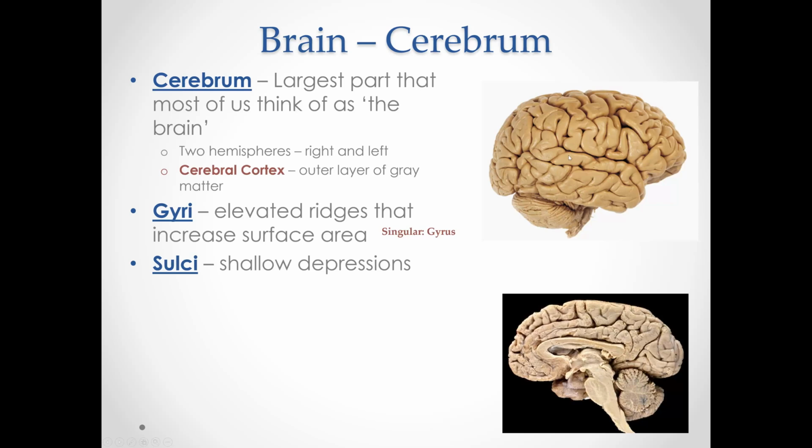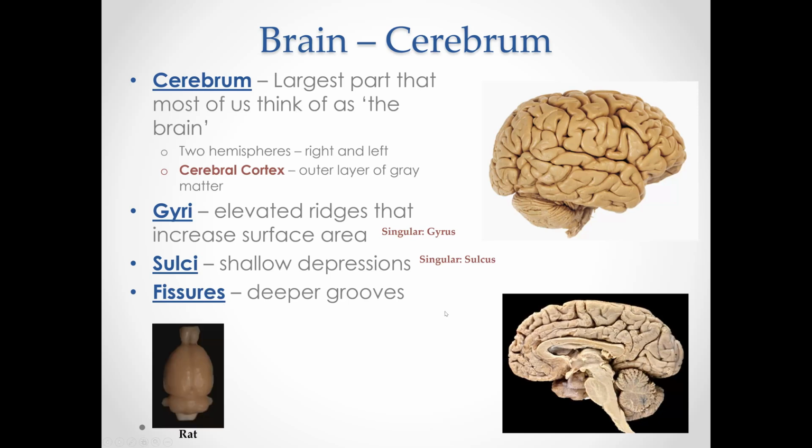Sulci are the shallow depressions or valleys between the gyri, and a singular one of these would be called a sulcus. So I'm dragging my mouse through a sulcus right here, and then sulci would be all of them together. You can also see the gyri and sulci in the cross section. You can see where the wrinkles continue, and you've got the valleys or depressions between them. And then really deep grooves are called fissures. So like the groove that separates the left and right hemispheres is a fissure because it's very deep.